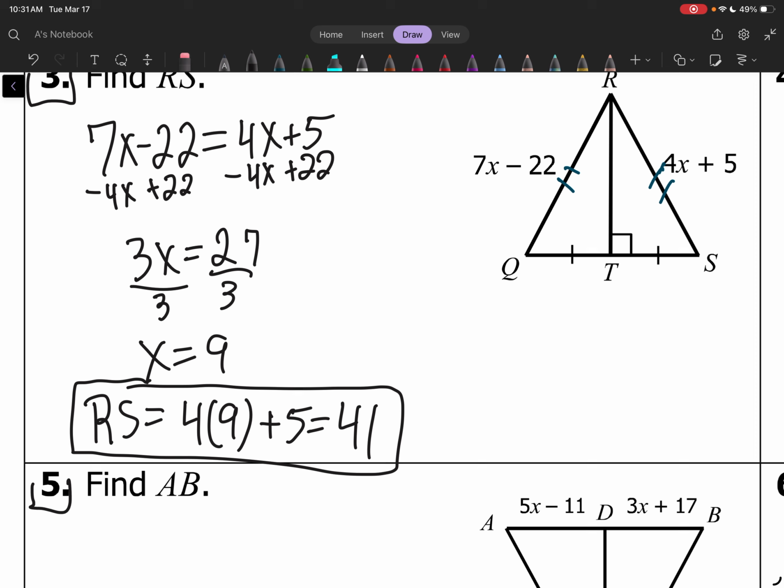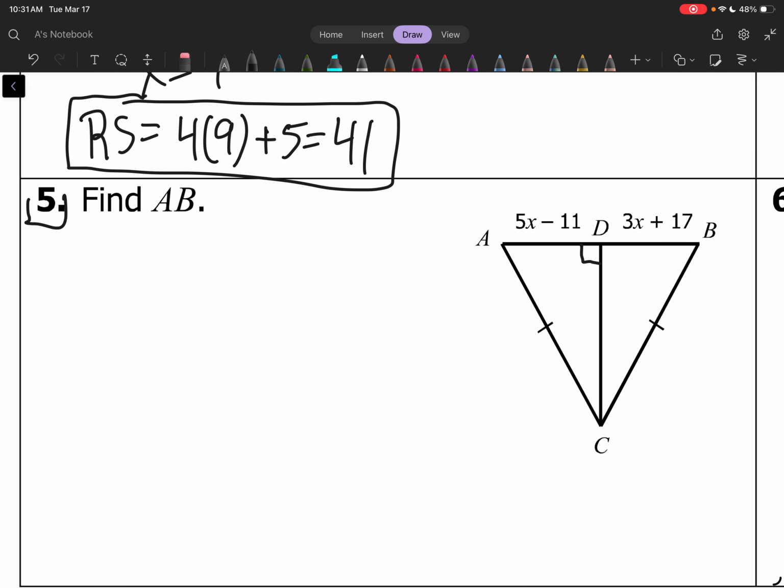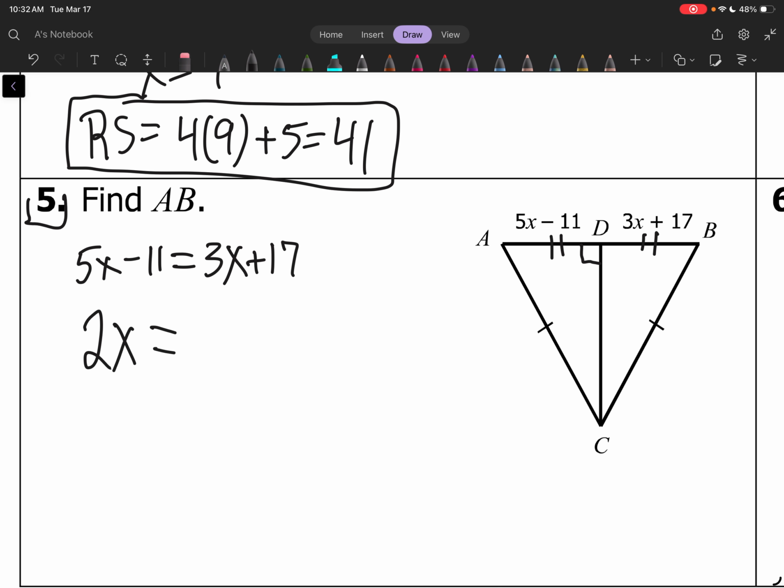All right, number 5. I'm given the hypotenuses, the diagonal lines, are congruent. Therefore, these must be perpendicular, and AD and DB are congruent. 5x minus 11 equals 3x plus 17. And you are welcome again to use Desmos anytime you want in this course. Regardless of how you do this, you should get the same answer. You'll get x is equal to 14.